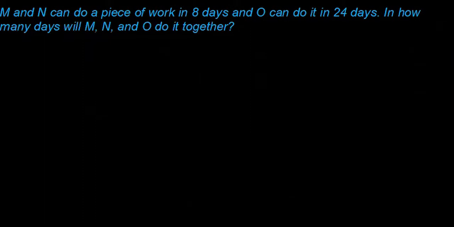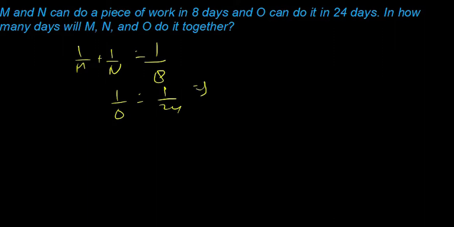M and N can do a piece of work in 8 days and O can do it in 24 days. In how many days will M, N and O do it together? So I think it's so easy actually. M and N can complete the work in 8 days. So 1 upon M plus 1 upon N is given to you as 1 upon 8. And O is given to you as what? 24 days. So I think that is so easy.